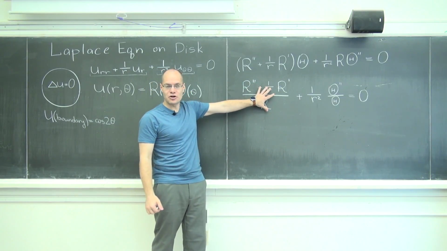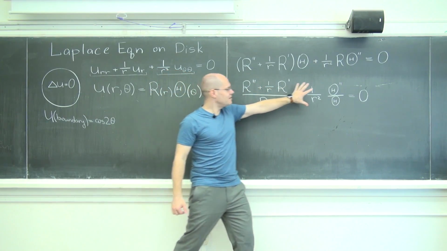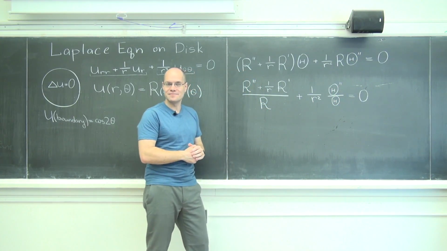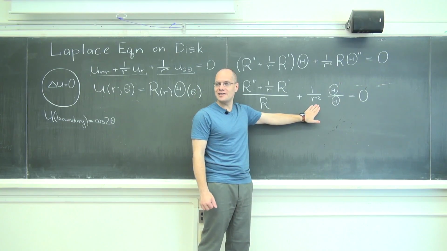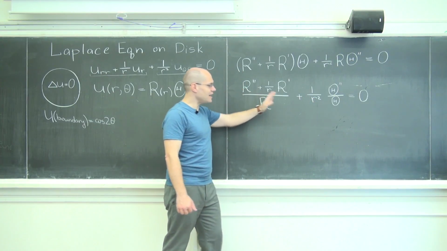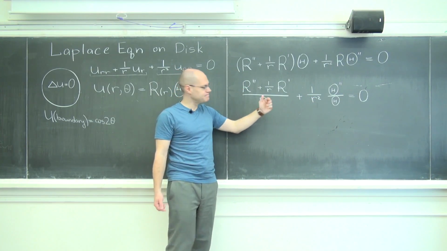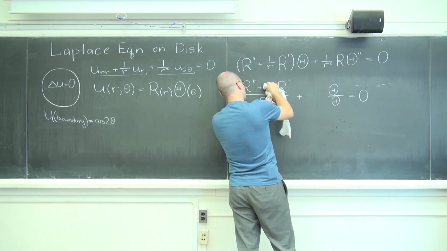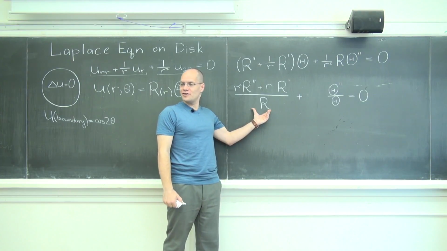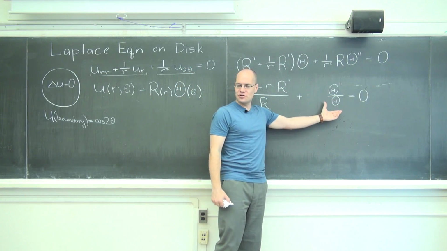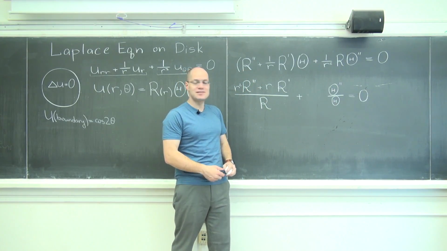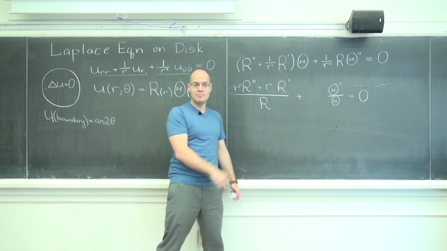Because while this term depends only on r, this term depends on both r and theta, because this is a function of little theta. So we've got to get rid of r squared here, which I will do right in place by multiplying both sides of this identity by r squared. Now we have two terms where the first term depends only on r, and the second term depends only on theta. So instead of adding them up and making them equal 0, I will say that one has to be minus the other.